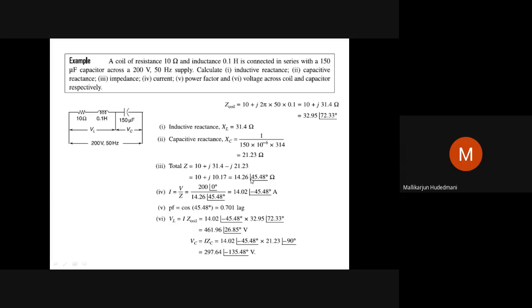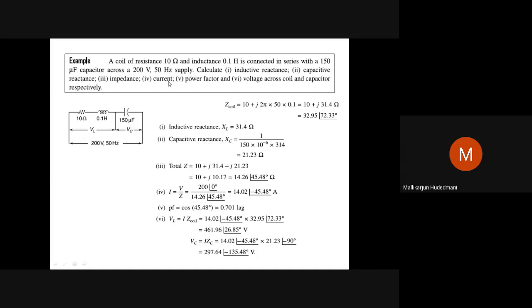But there is an alternative method. If you want to get the angle, what is the angle? Cos phi is R by Z. Cos inverse of R by Z is the angle. You have another technique to get it. So you may prefer this method or any other method to get the total impedance. So 10 plus j10.17 is represented as 14.26 angle 45.48 ohms.